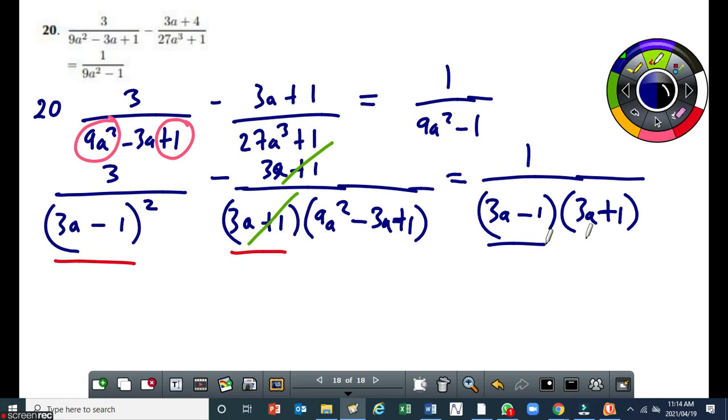Then I've got a 3a plus 1. Now, check this. If I were to consider this 3a plus 1 multiplied by that, it's going to give me the sum of 2 cubes. Which means the sum of 2 cubes is going to be part of my LCD, that's 27a cubed plus 1.